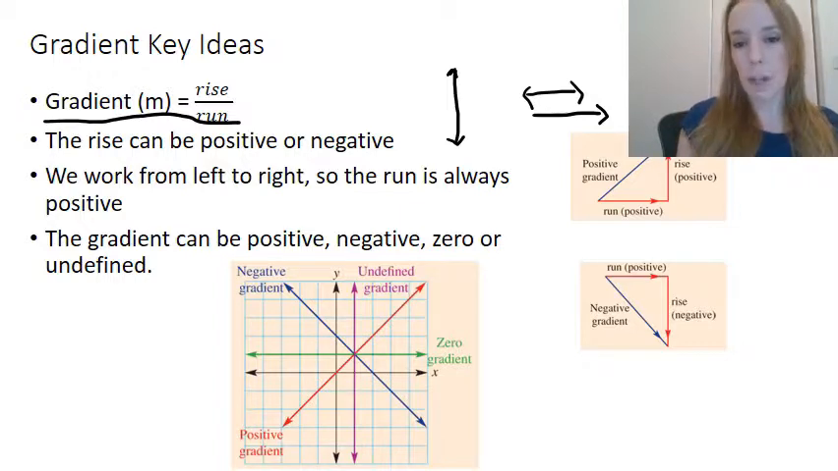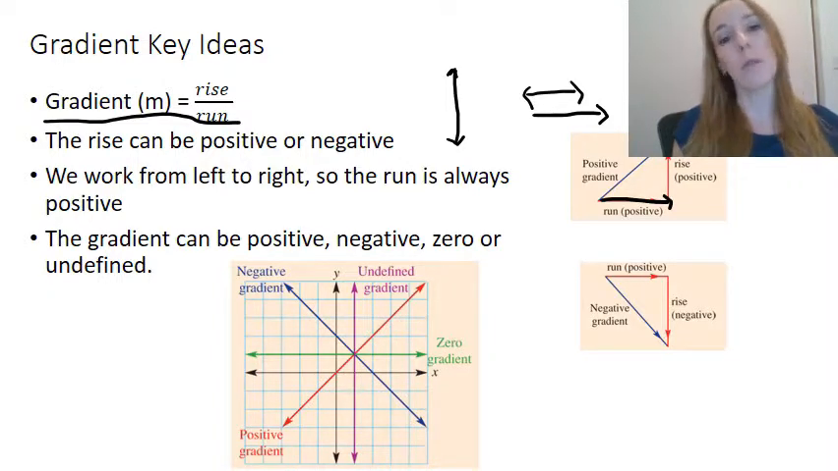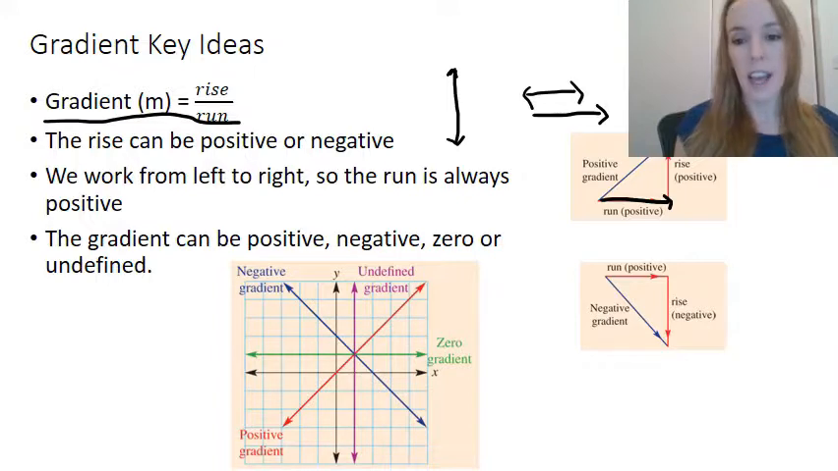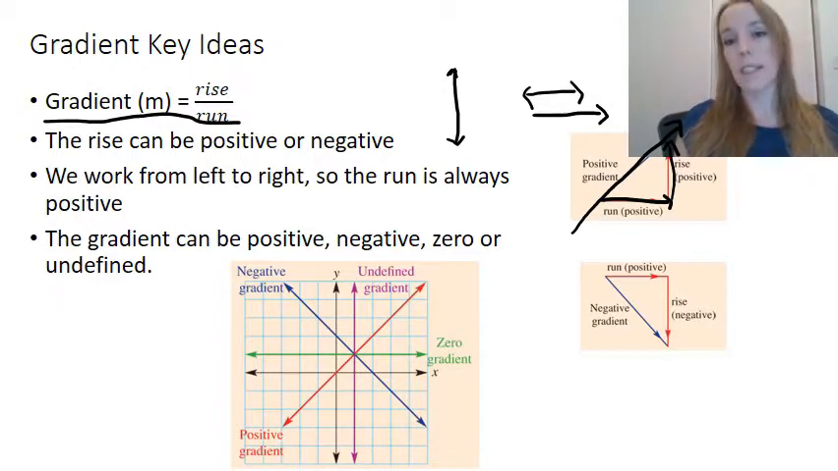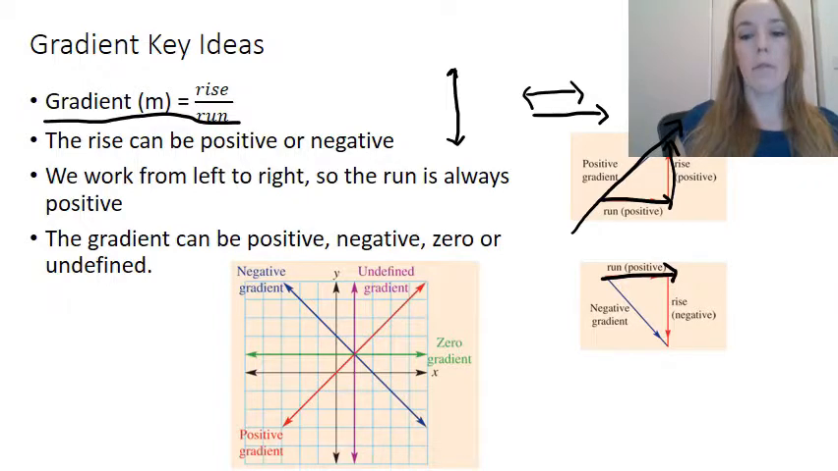So if you look at this picture here, we've got a positive gradient. The run is always going to be positive because we're going from left to right, so the x value is always going to increase. And the y value may also increase. So if you've got a line that looks like this, the y value is increasing as you move left to right, and this will be the rise here. The opposite is for negative gradients. So the run, moving left to right, again, is still going to be positive, but the rise is going to be negative because if your graph goes like this, if we're working left to right, the height will start here and go down, so it's decreasing.